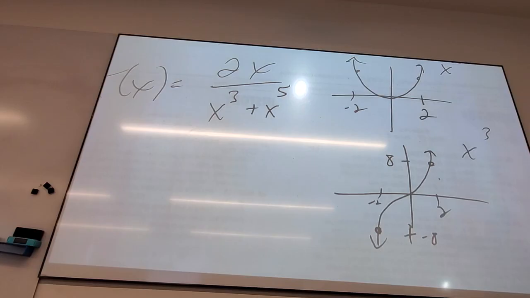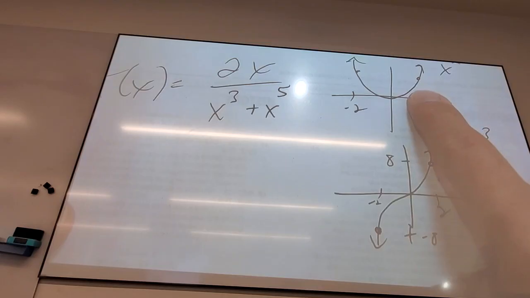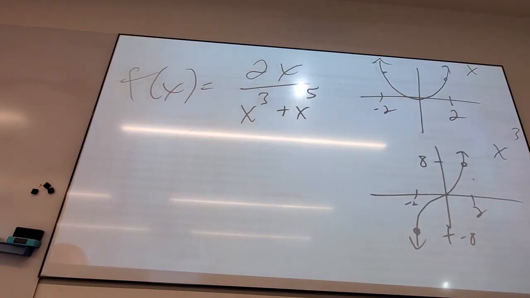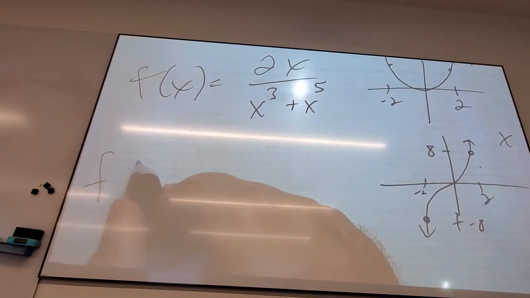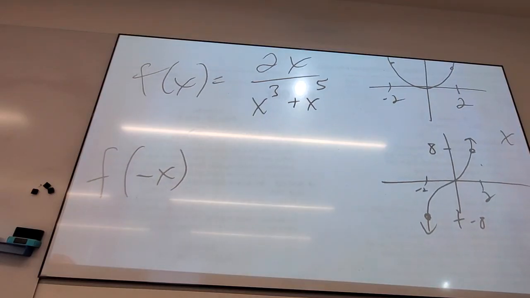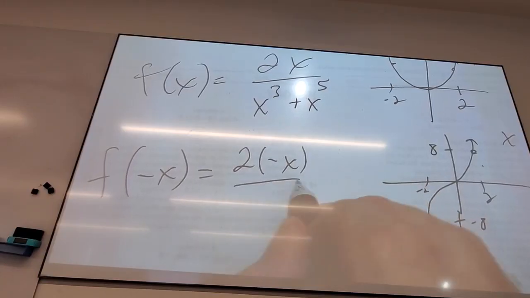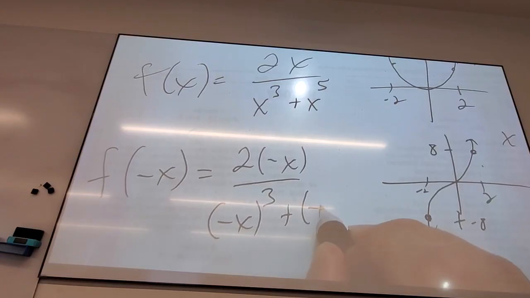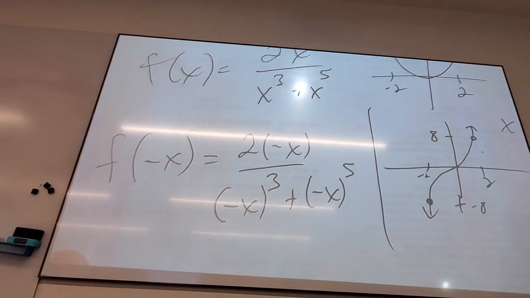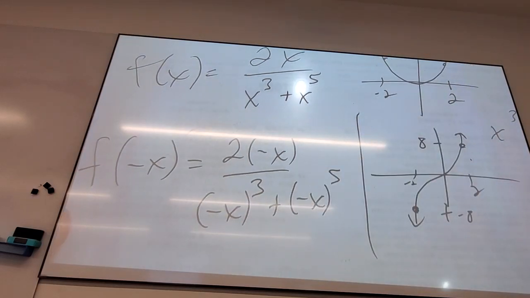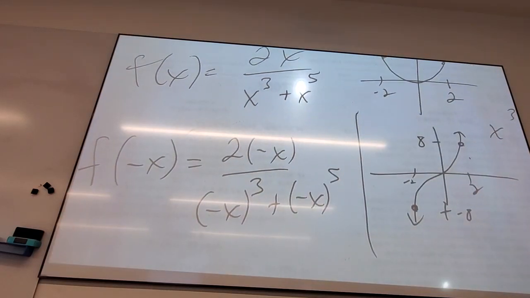So then that leads to the test. Do you notice either one of the things I just said was about plugging a negative in? So whenever I ask you, is this even or odd, you just immediately plug a negative in. You guys with me? Because if I get the same thing out, it's even. If I get the negative of the original out, it's odd. And if I get neither one of those, it's neither.